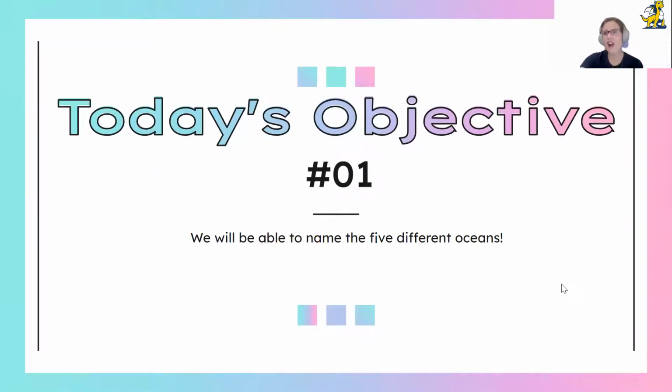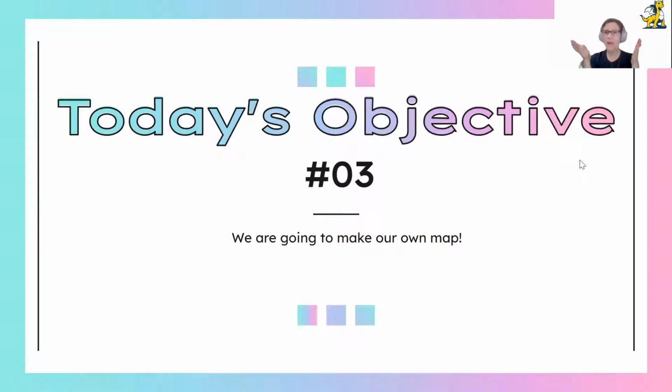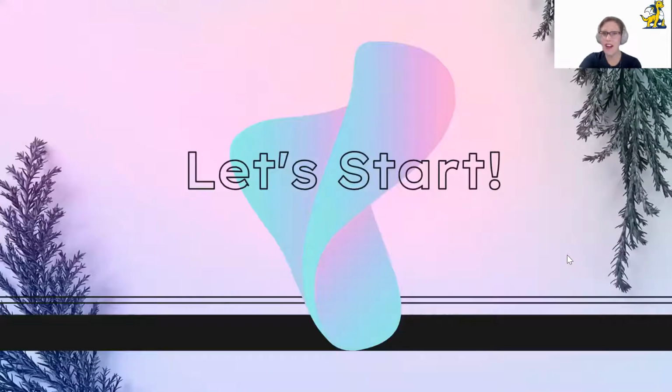All right. So today, our very first objective is that we are going to be able to name the five different oceans. Can I see five fingers? Good job. We're also going to name the seven continents. Can you show me seven with your fingers? Great. So the seven different continents. And then finally, we're going to make our own map, which is really exciting because then we can keep it and use it when we're exploring. So let's go ahead and start.